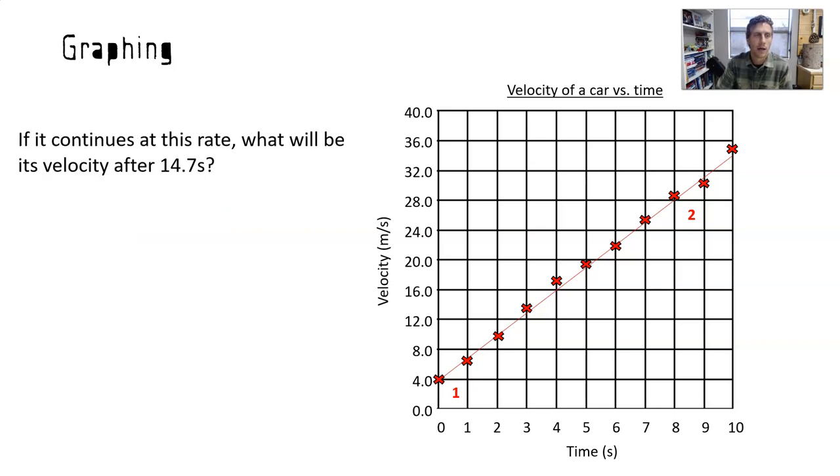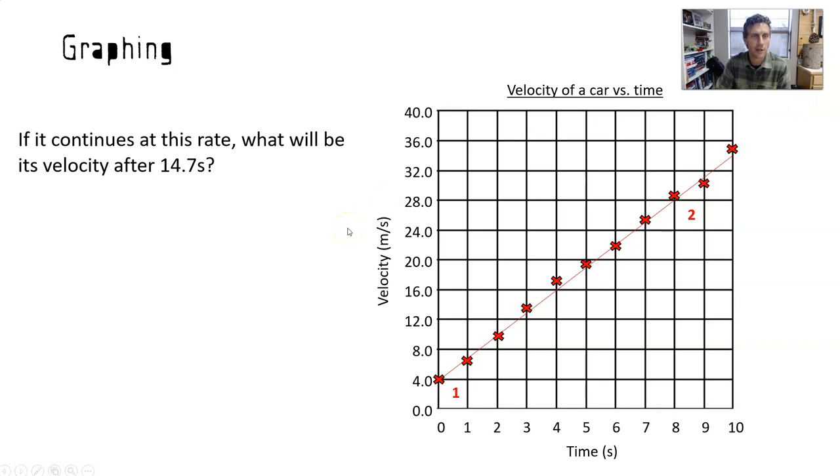Okay, if this car continues at this rate, what will be its velocity after 14.7 seconds? If the question was, what's its velocity after 4.7 seconds, I could just look at the graph and be like 4.1, 4.2, 4.7. And I get around 18 meters per second. But 14.7, that is nowhere to be found over here. It's way over yonder here. So this is somewhere up here.